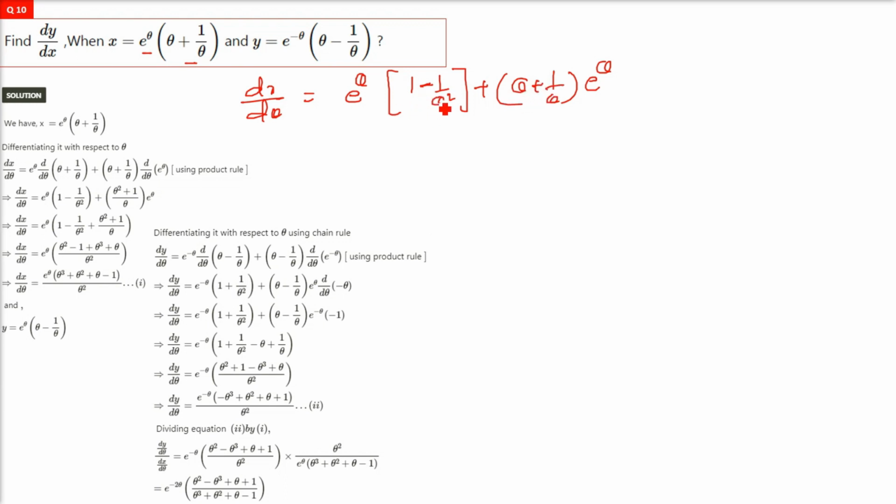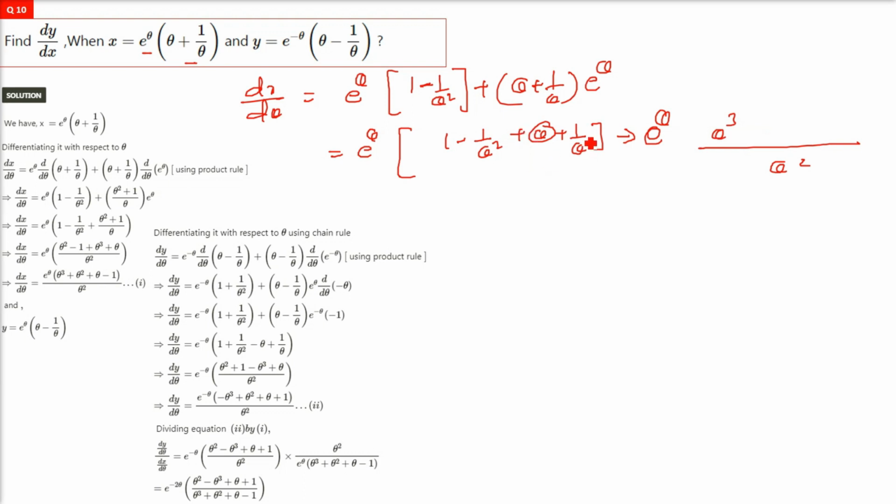You can take e to the power theta outside, and you can keep this 1 minus 1 by theta square plus theta plus 1 by theta. And then we can take the LCM, and then you can solve it. So e to the power theta will remain like that. In the denominator we are taking theta square. Here you will have theta cube. I am just writing with respect to the theta square in the denominator.